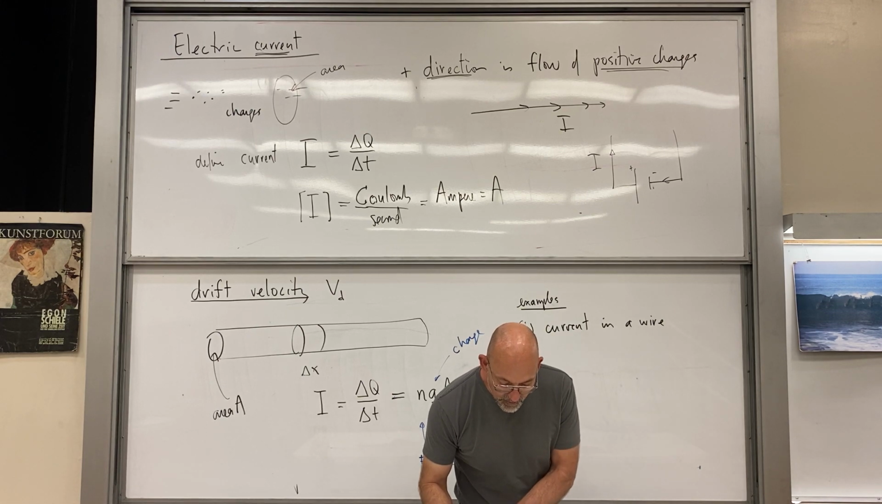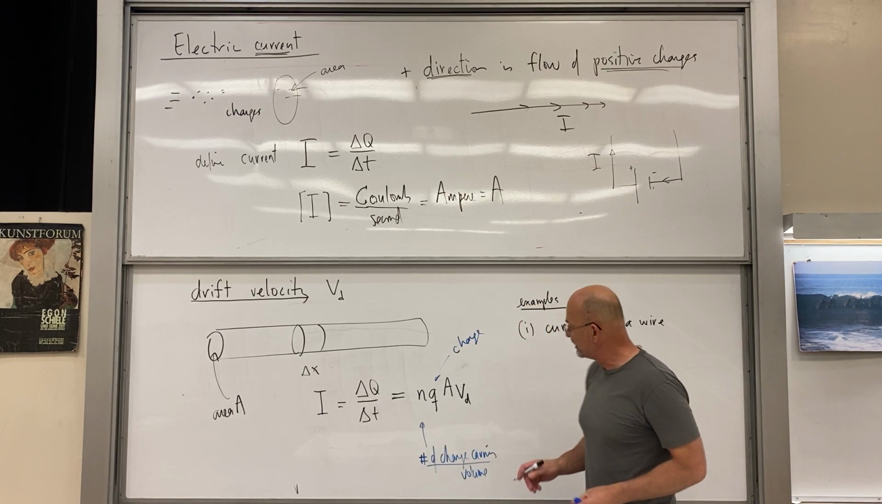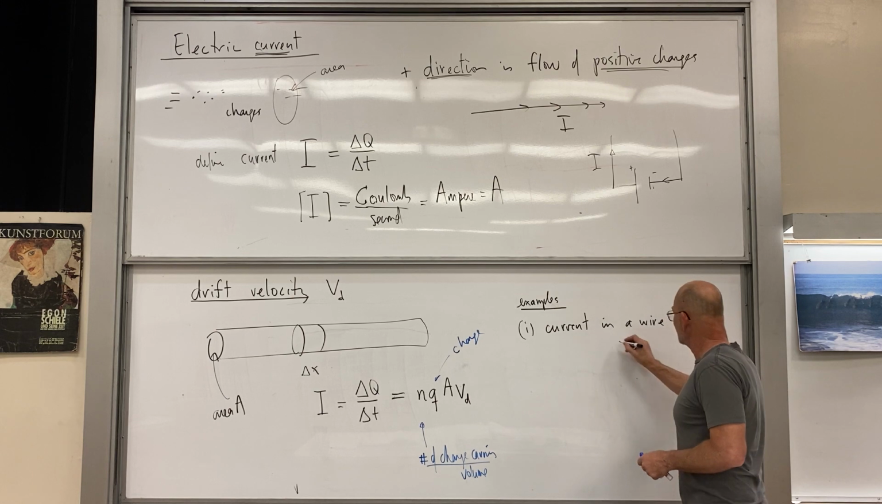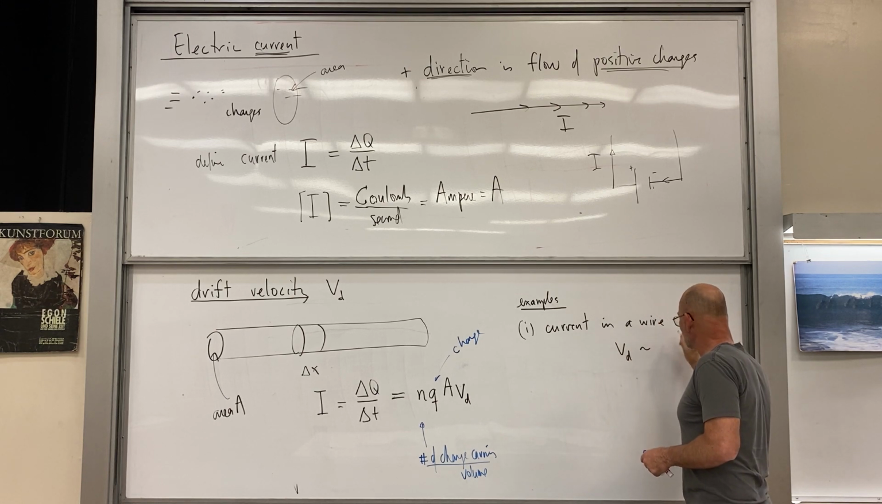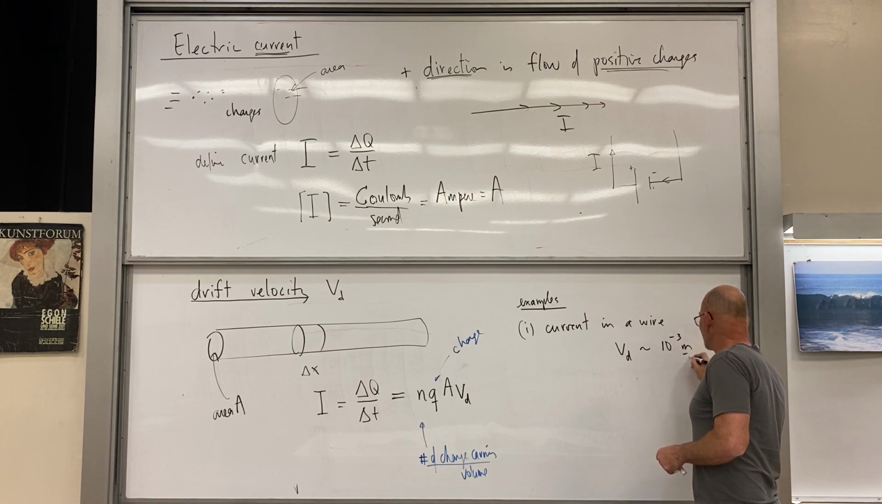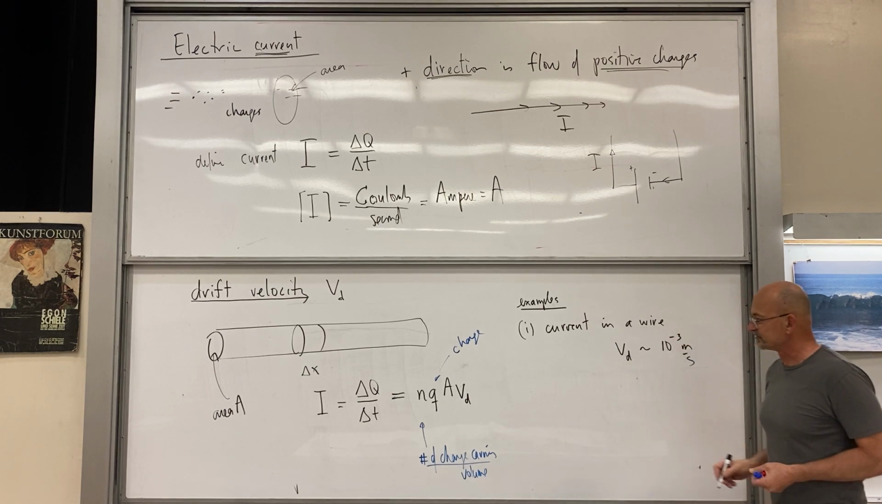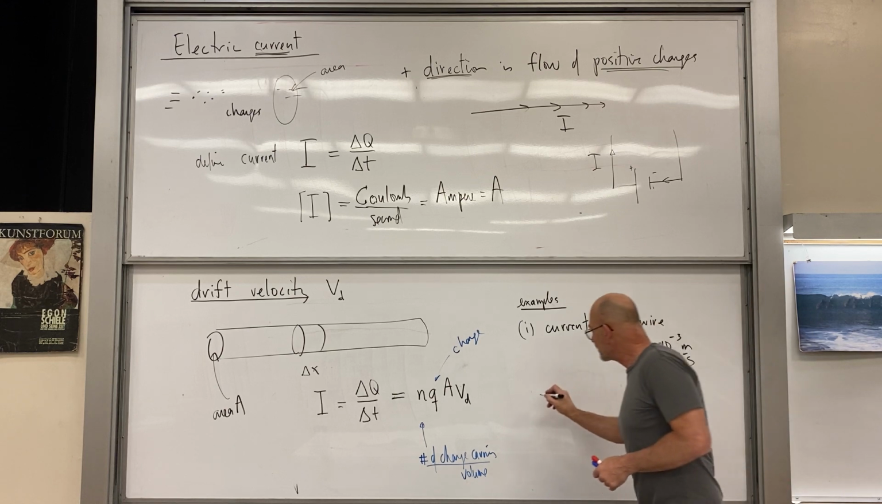I don't have the numbers here. You guys supply them. I just have that V drift is on the order of 10 to the minus 3 meters per second. It could be very small.